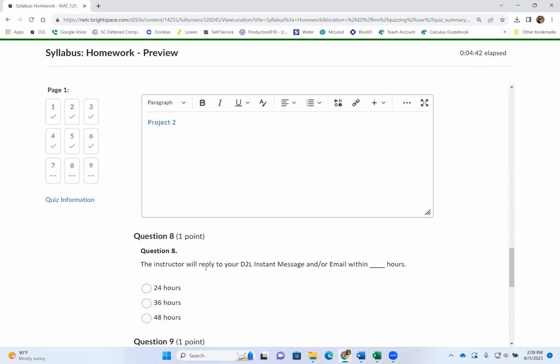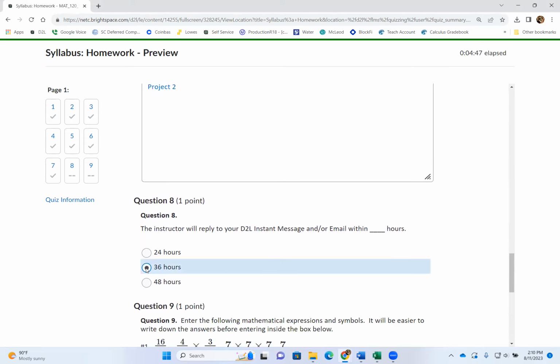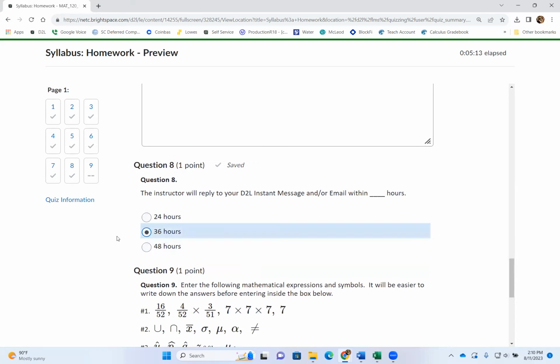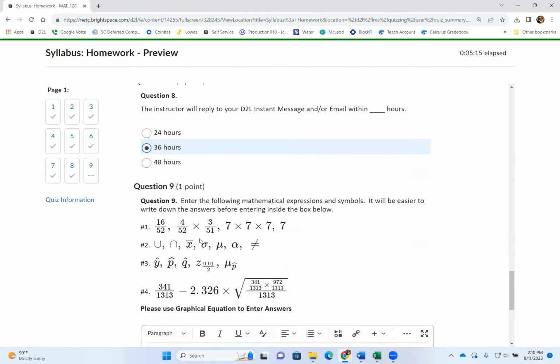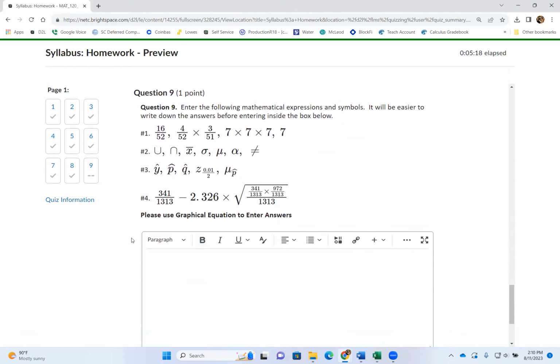Question number 8, the instructor will reply to your D2L instant message and or emails within 36 hours. Most of the time I will try to reply within 24 hours. But if you message me in D2L on a Friday afternoon, I'm probably not going to see that message until Monday morning. Normally I do my best trying to check my messages on the weekend as well. So I will try to get back to you as soon as I can, but the standard time, I give myself 36 hours.